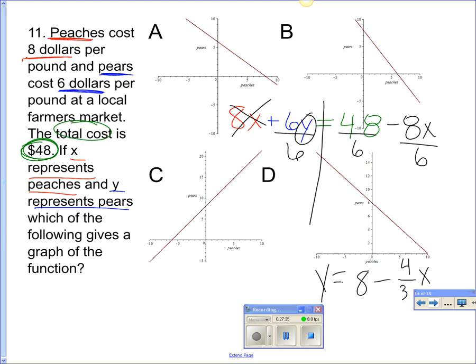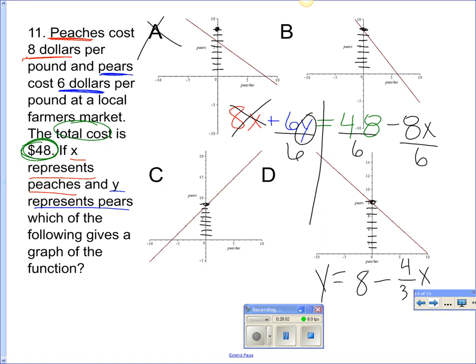All right, guys, I know it's hard to see on your paper, so you can just look up here. 1, 2, 3, 4, 5, 6, 7, 8. Does that one cross at 8? Nope. So I can mark out A. This one, 1, 2, 3, 4, 5, 6, 7, 8. Does this one cross at 8? Yep. All right, so all those cross at 8.